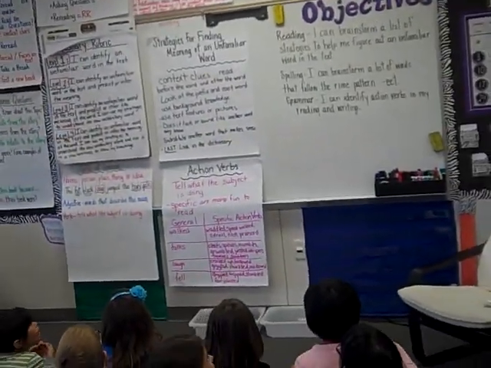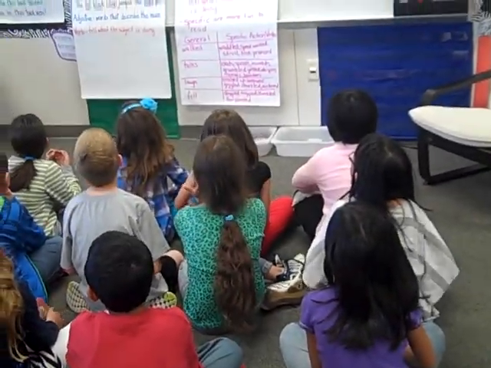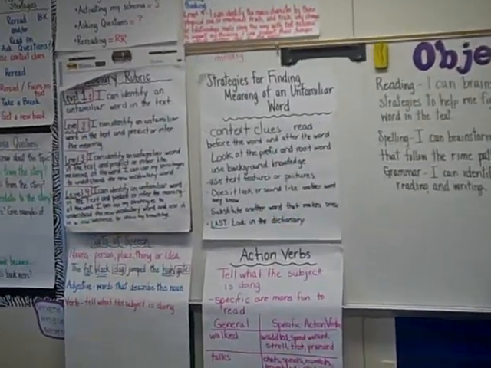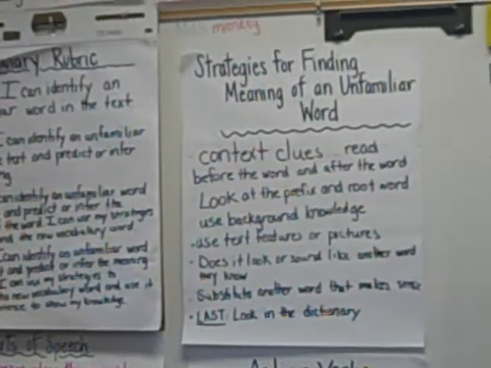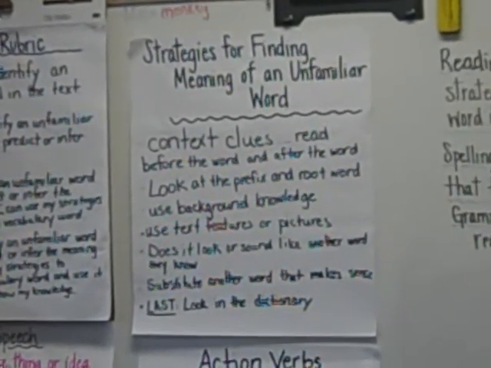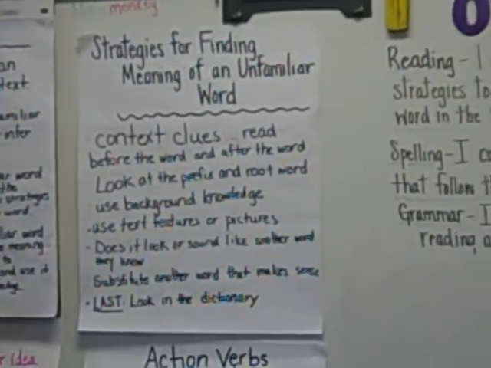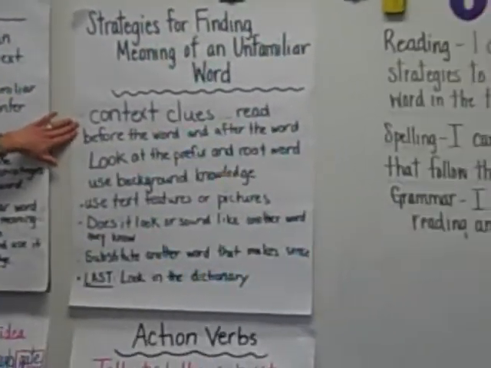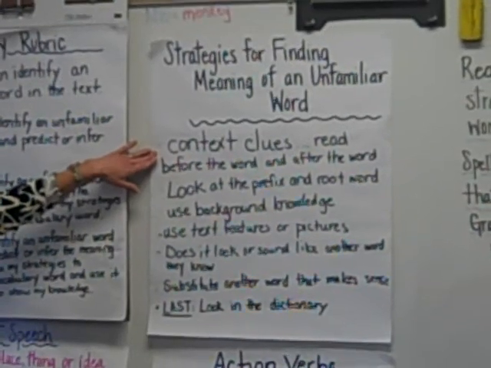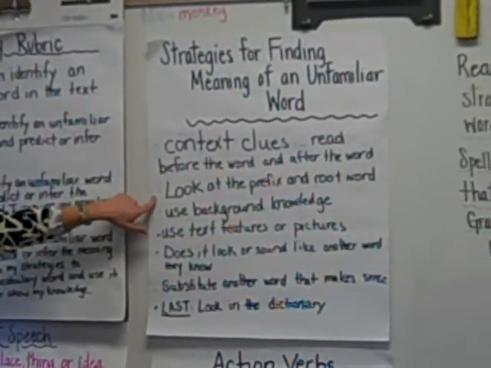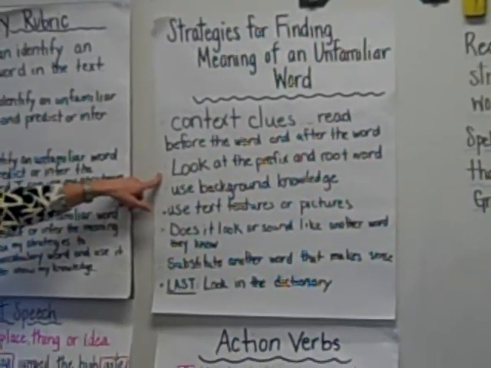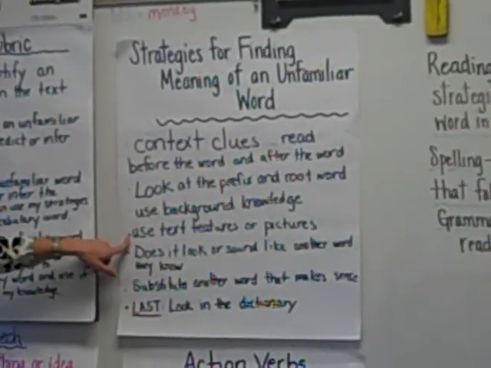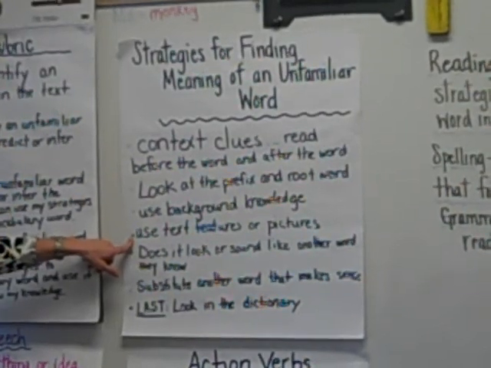Okay, so yesterday, well actually Monday and Tuesday, we have started talking about how we find the meaning of unfamiliar words. And so with Miss Guerra on Monday, you have made an excellent anchor chart that we're going to be using today. You told me that we use context clues to find meaning of unfamiliar words. We can look at the prefix and the root word. We can use our background knowledge. We can use text features and pictures.